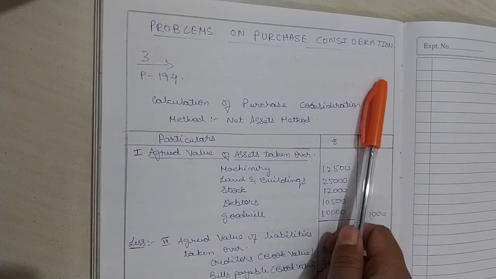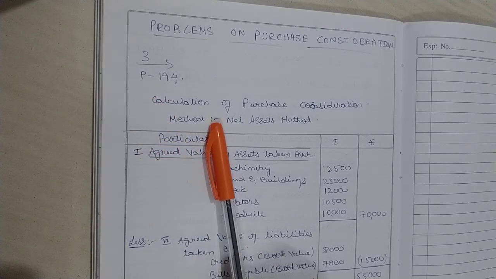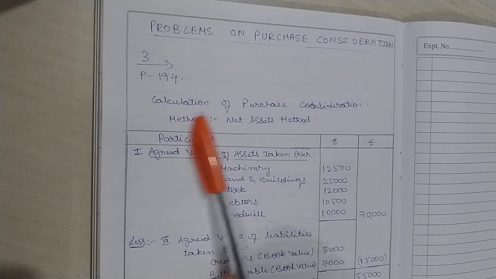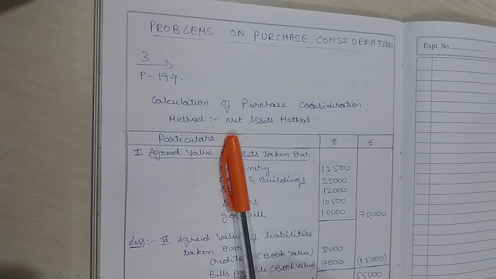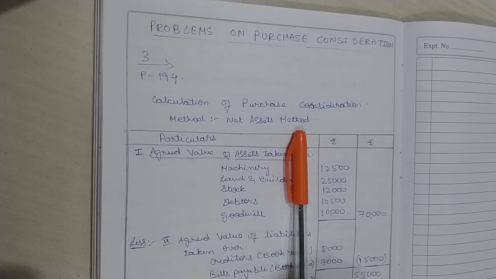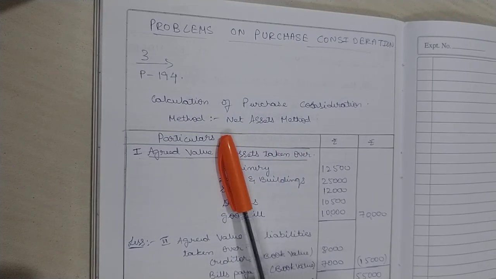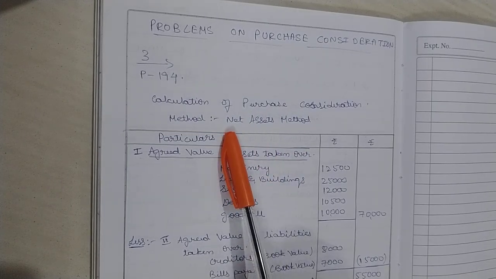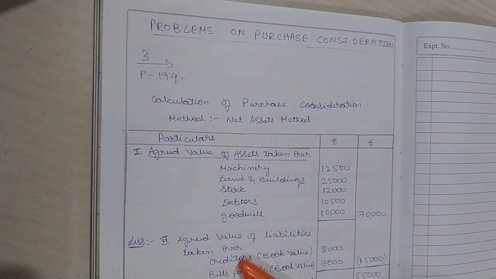So in problems on purchase consideration, we are solving the first one, that is the third problem, page number 194. First write down the heading, calculation of purchase consideration. Later, what is the method you are using? In the question, they have given you the value of assets and value of liabilities taken over. That means you are using the net assets method. Instead of giving the value of assets and liabilities, if they had given the value of purchase consideration, that would become the net payment method. But here they have given the value of assets and liabilities. So it is the net assets method. So let us look into the calculation part.